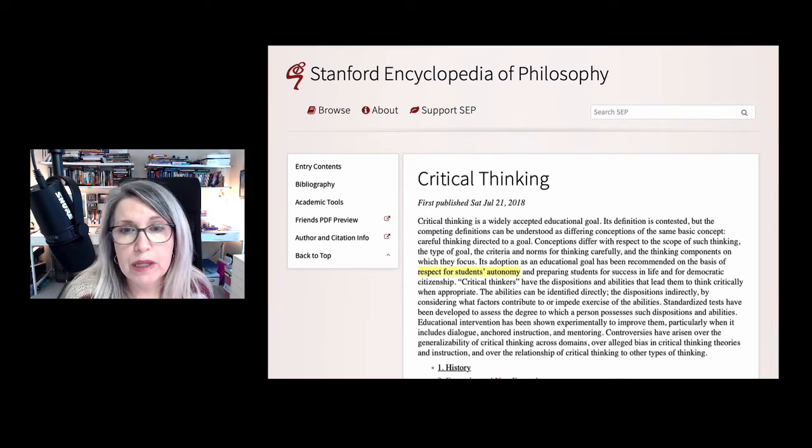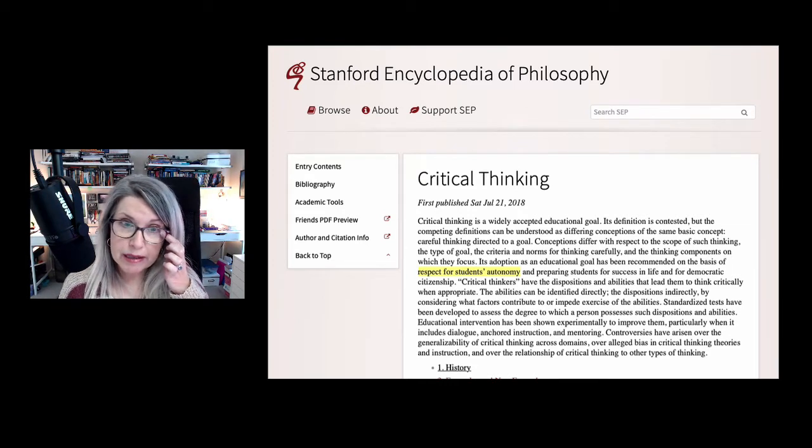So the abilities can be identified directly. We often use standardized tests to do that. The dispositions, indirectly. We can observe, we can talk to people, we can ask questions, we can find out if they are disposed to think or they just want to be told what to do. By considering what factors contribute to or impede exercise of the abilities, standardized tests have been developed to assess the degree to which a person possesses such dispositions and abilities.